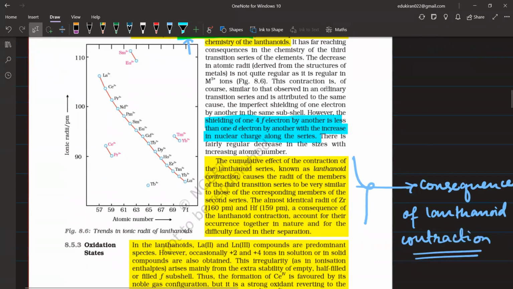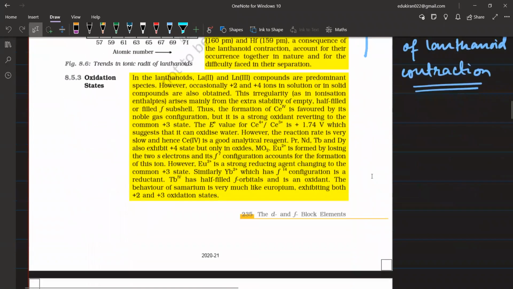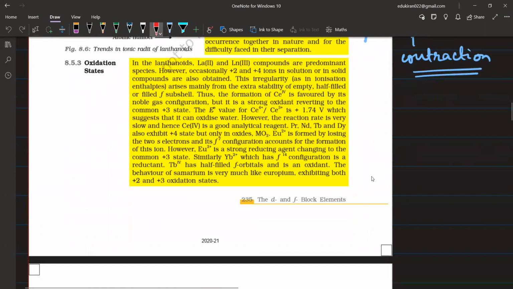Next important topic is the oxidation states. In oxidation states, you have to remember that +3 is the stable and common oxidation state. If you have any element in the lanthanides in the +4 oxidation state, it will readily convert itself to +3. That means it is getting reduced. That is why these +4 ones will be oxidizing agents.